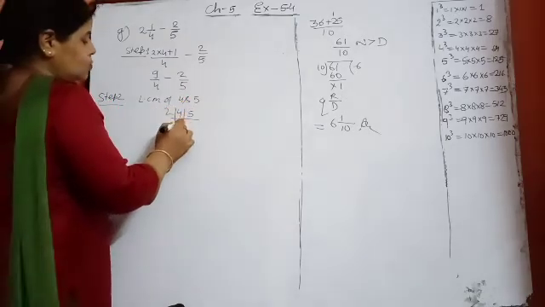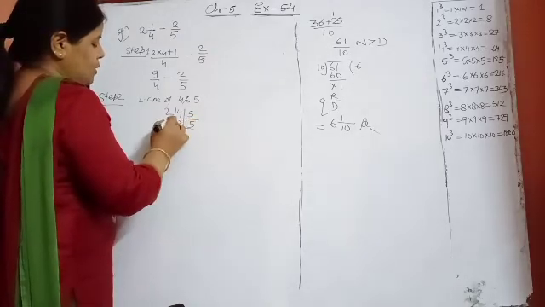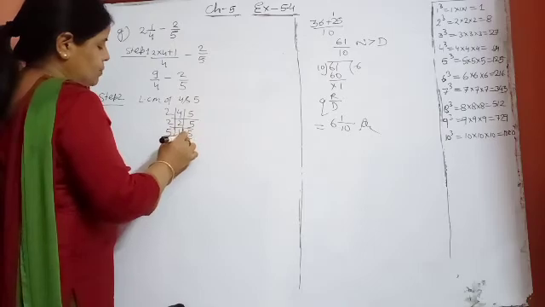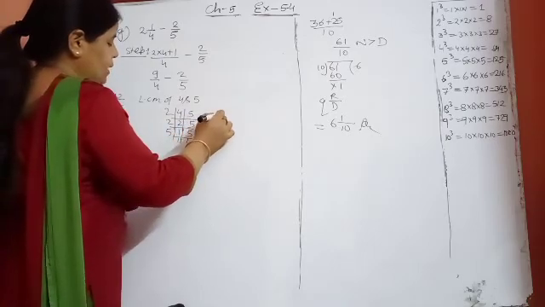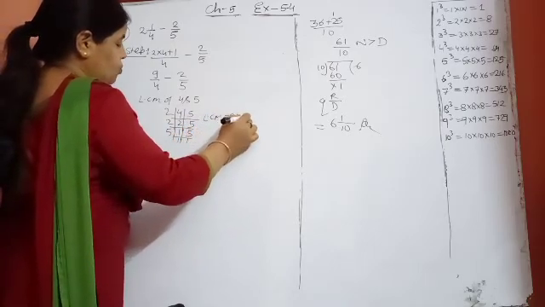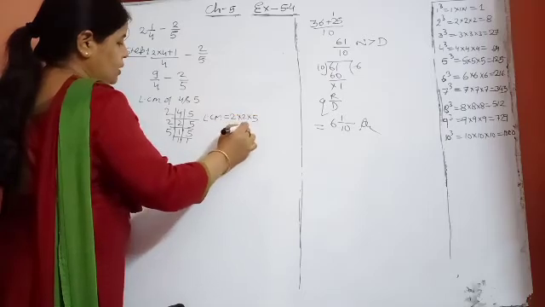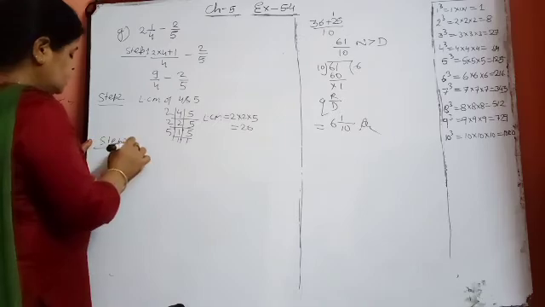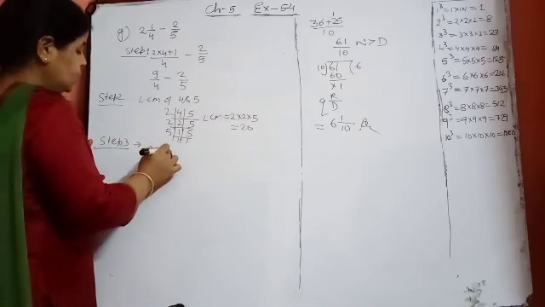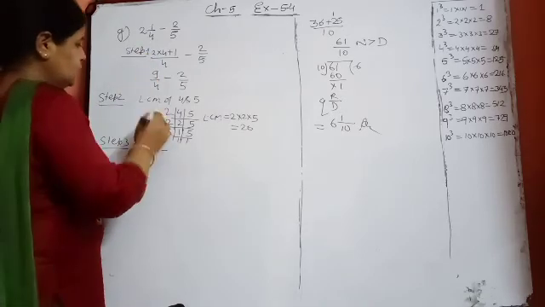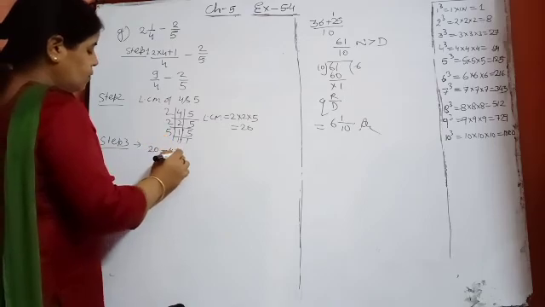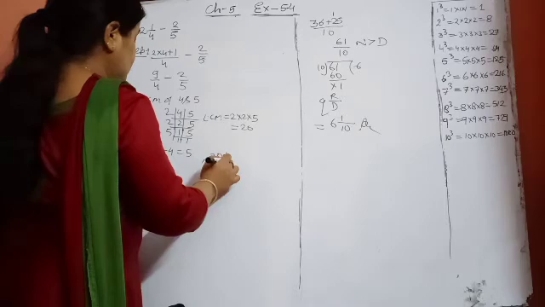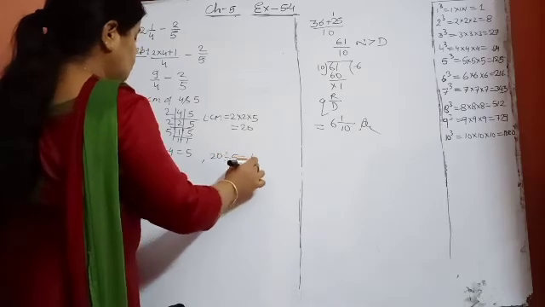Okay, 4 and 5. So take the LCM: 2 2s are 4, 5. 2 1s are 2, 5. 5 1s are 5. Okay, so the LCM will be 2 into 2 into 5. It will be 20. So step 3 will be 20 divided by this 4. Okay, what will you get? 5. Next, 20 divided by 5. What will you get? 4.